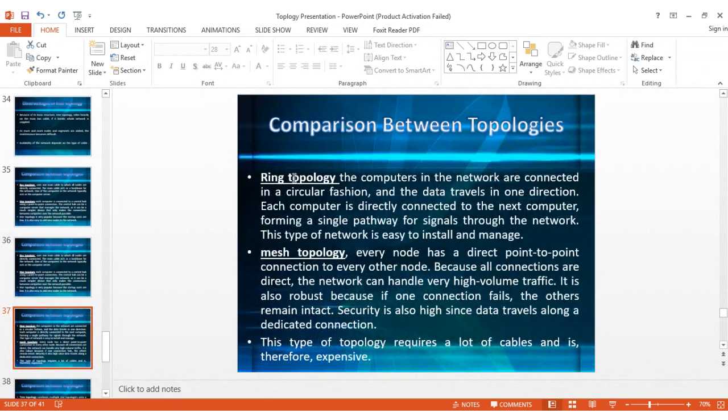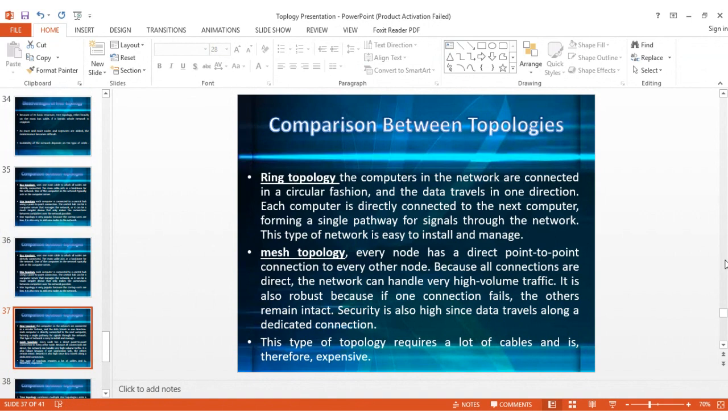Then we have the ring topology. We said the computers in this topology are connected in a cyclic fashion, or in a circular shape, to form a circle. And the data has to travel in one direction. The reason why the data is able to travel in one direction is that there is no traffic. We do not have packet collision. Each computer is directly connected to the next computer, forming a single pathway for signals.